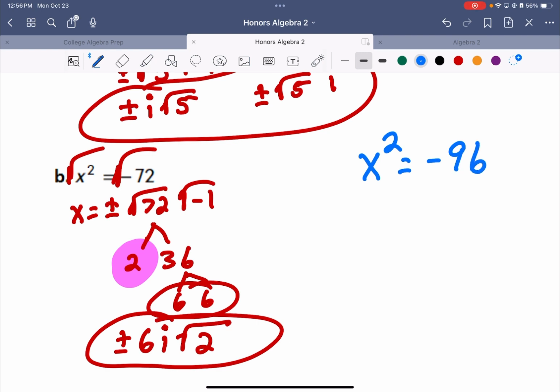Go ahead and find the solutions to x squared equals negative 96. This will give you practice on finding square roots. Remind you what we did a month ago.